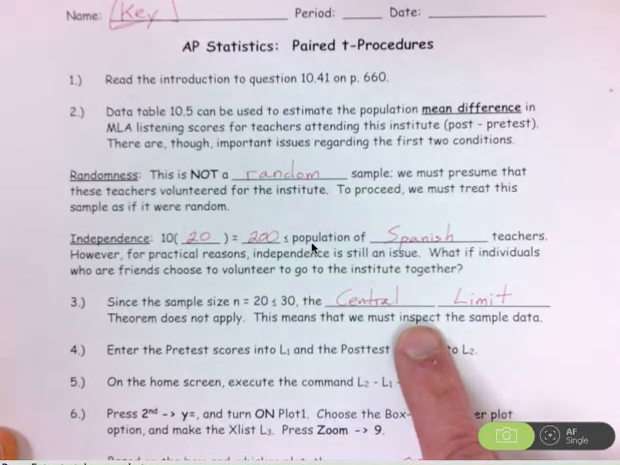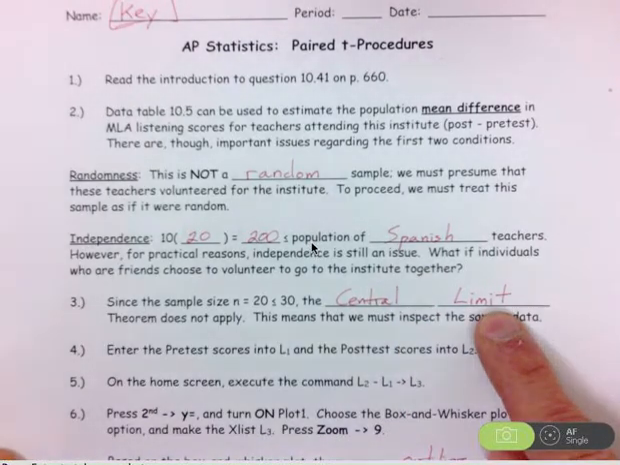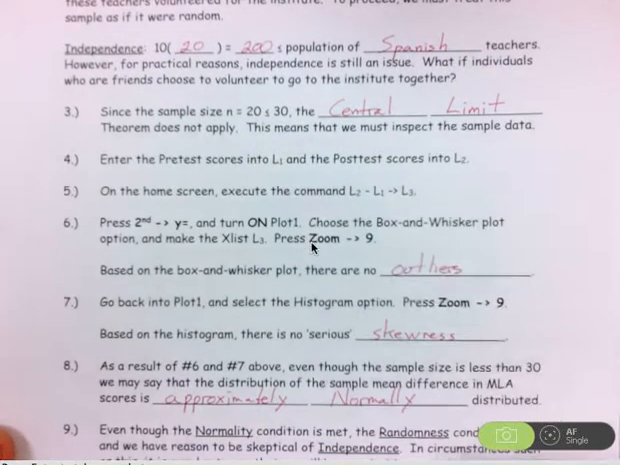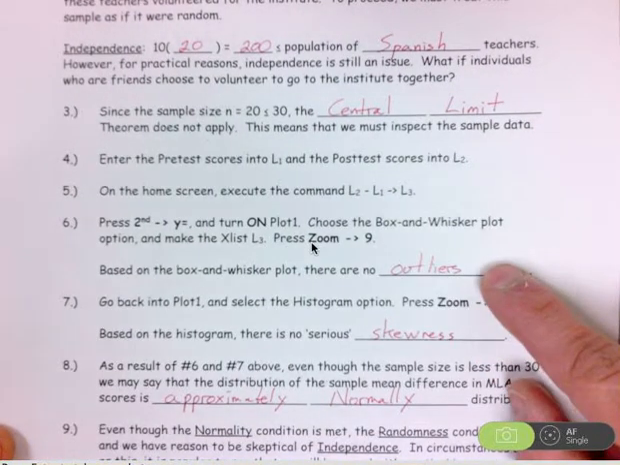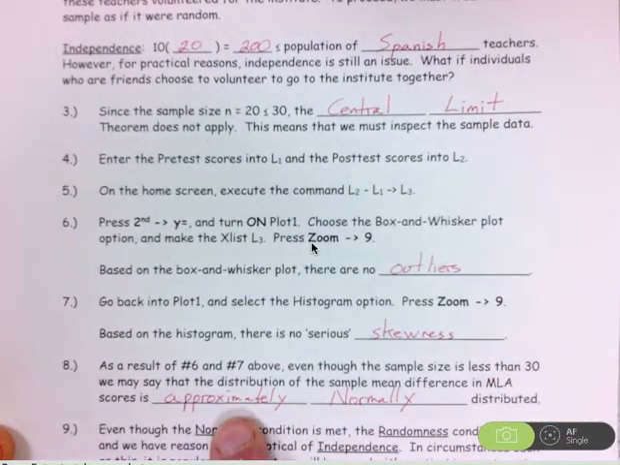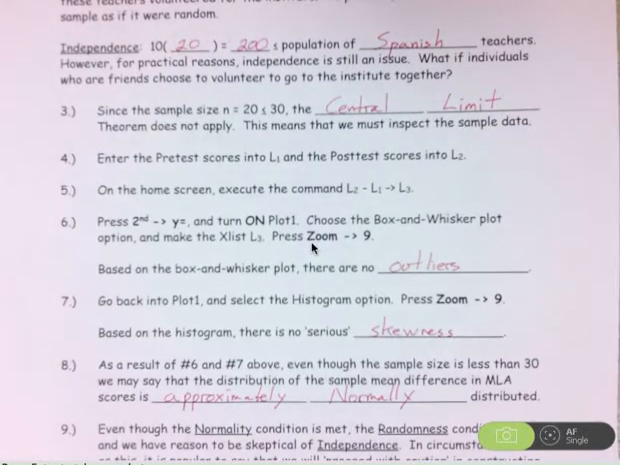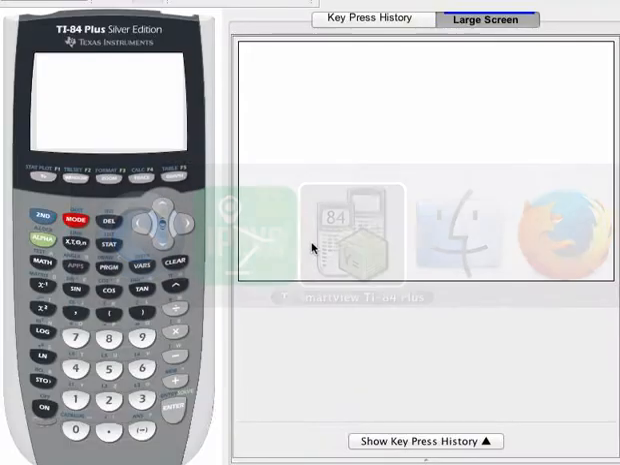So question number 3, the central limit theorem doesn't apply. So that's why we had to graph the data. And if you graph the data carefully, you'll see that we don't see a lot of skewness and there aren't any outliers. So it is reasonable to believe that the distribution of the actual means for the differences in MLA scores, it is reasonable to believe that that is approximately normal. So let's go to the calculator.